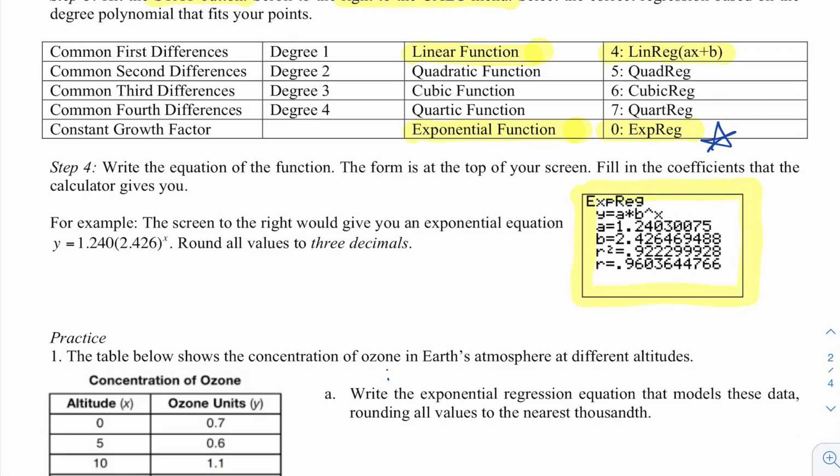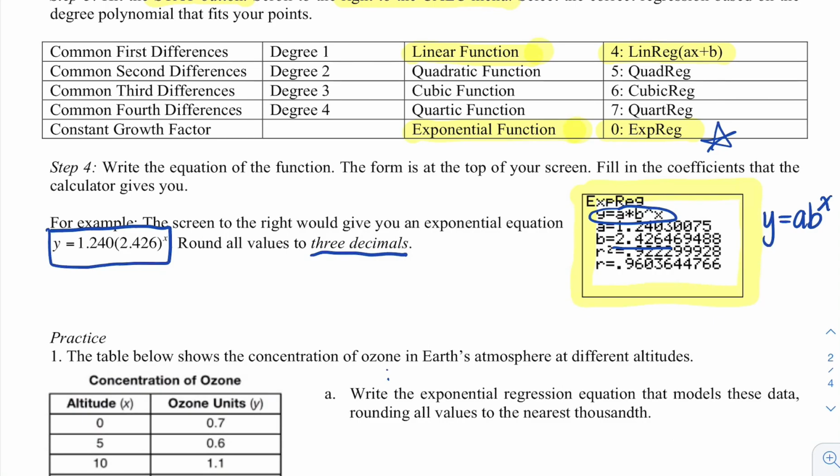Okay, it says ExpReg. What's nice is it gives you the model of the equation you're plugging into: y equals a b to the x. What is the a value to plug in for that a? And you can see right here, it's 1.240. And then if you want the b value, you can see that comes out to be 2.426. So eventually when I input that a and b value, that's how I end up with this equation over here on the left: 1.240 times 2.426 raised to the x. I would say for today, try to round everything to 3 decimals.